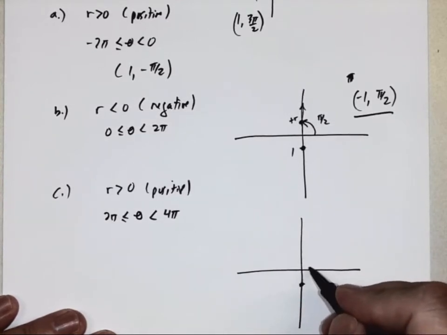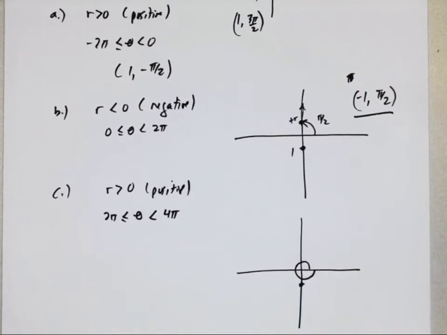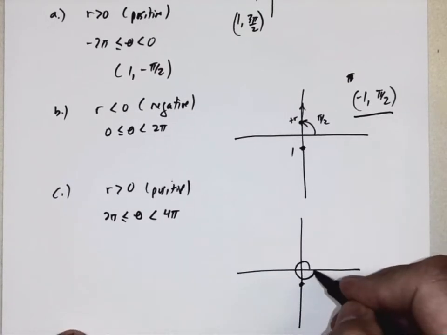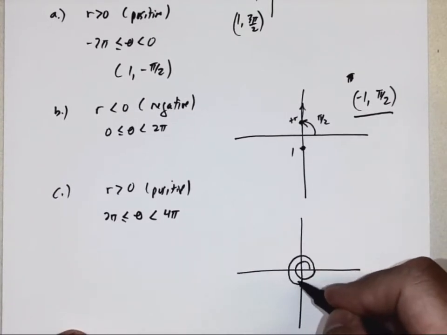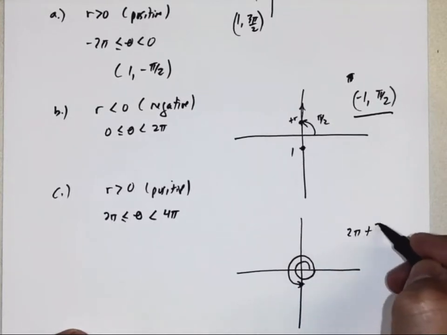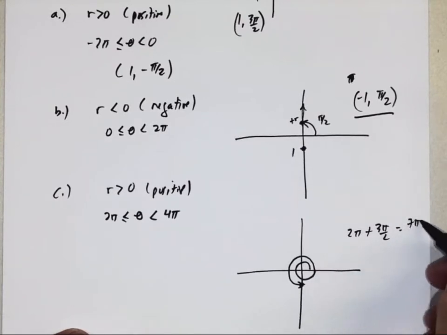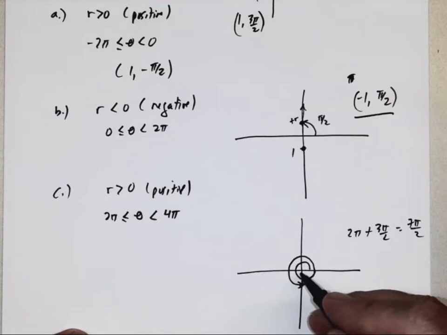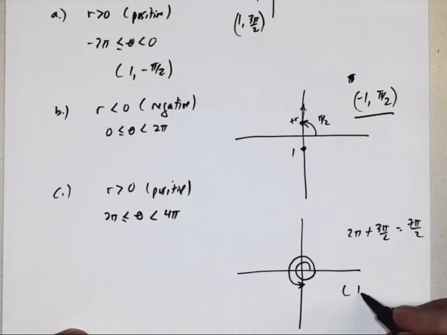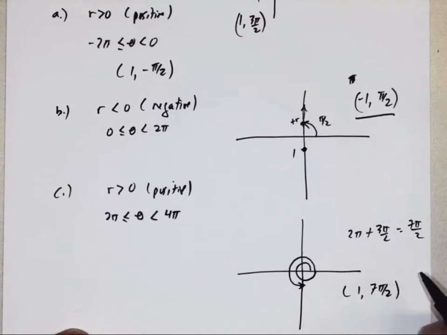I'm going to first go 2 pi, and then how much further do I go? It's almost like 2 pi plus 3 pi over 2, which would be like 7 pi over 2. And the distance is still going to be 1, so I think, since R is positive 1, and 7 pi over 2, which is correct. All right.